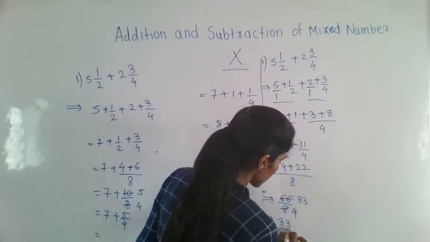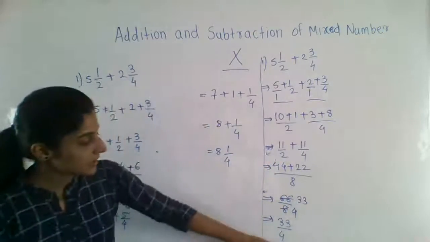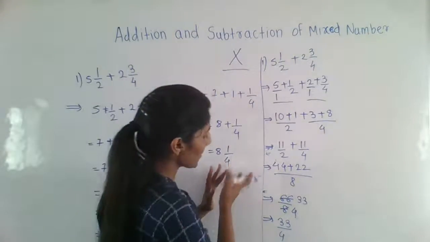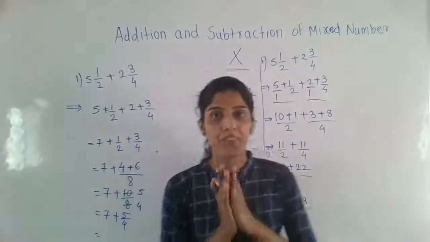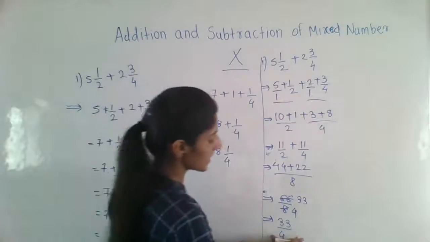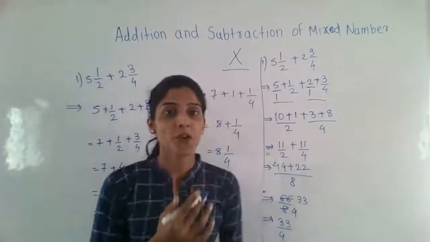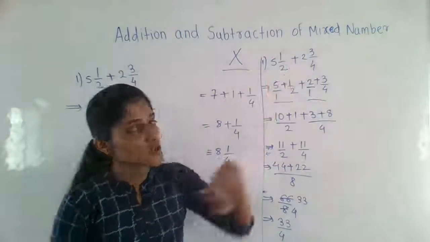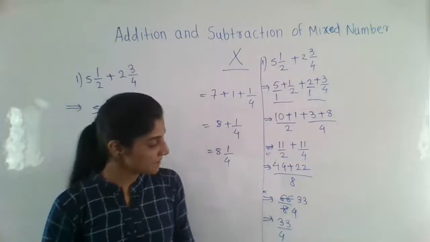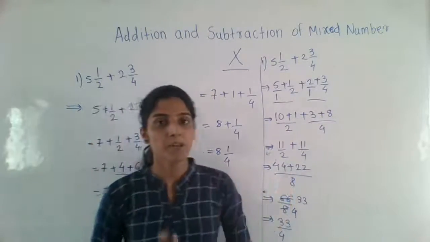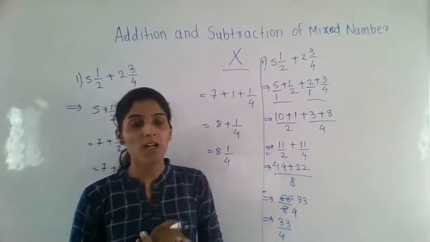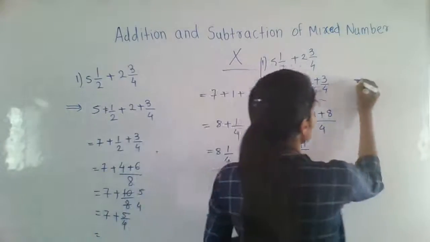That is our answer, 33 by 4. Okay, 33 by 4. Now you think about this. Here the answer is 8 and 1 by 4 and here the answer is 33 by 4. Now you know that this is the mixed number and that is the improper fraction. We convert this improper fraction into a mixed number because our question is in the form of mixed numbers. Therefore, the answer will also be in the form of a mixed number. Now, convert this into a mixed number. In the last lecture, we have already studied how to convert an improper fraction into a mixed number. So, let's convert it.